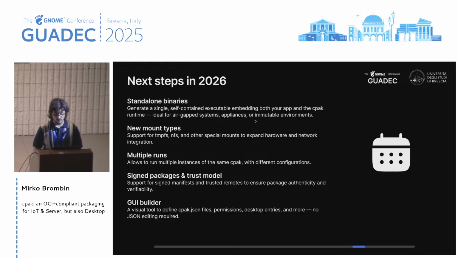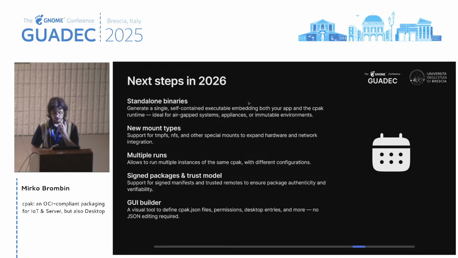But it works if you have just one application and one embedded device, for example. We want to support new mount types. Now we support a lot of them, but we are not covering all that is already covered by Flatpak and Snap. We want to support multiple runs, so you can start multiple instances of the same application at the same time, maybe with different configurations.